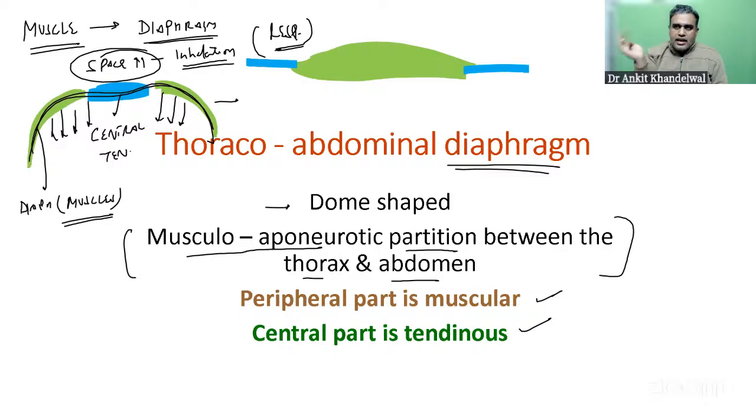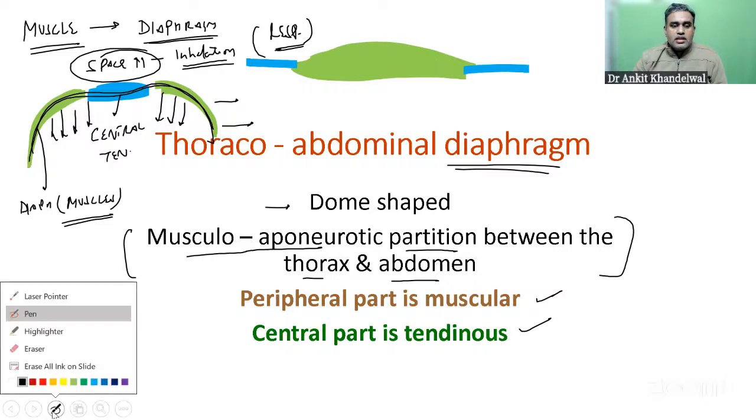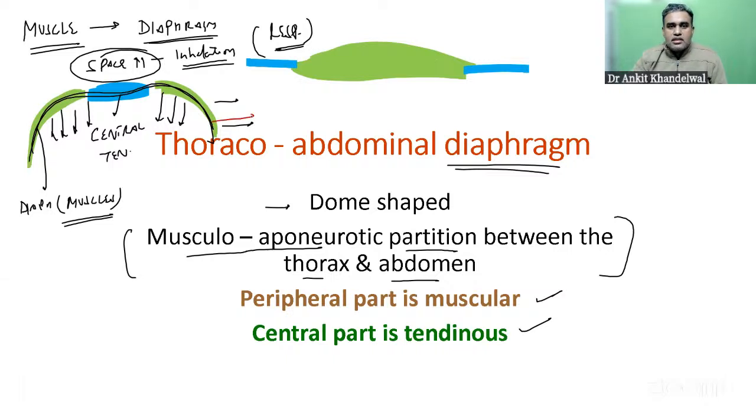So peripherally it is attached to which structures? All this muscle part, as we are saying, is attached to what? It is attached to the lower part of the thoracic cage. What is there in the thoracic cage? The ribs, the lower ribs. Behind we have the vertebrae. Anteriorly we have the lower part of the sternum, the xiphoid.